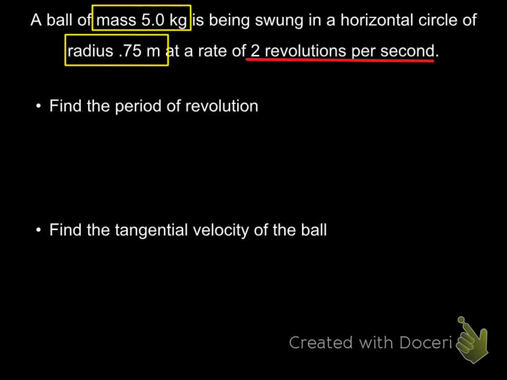I put boxes around the mass and the radius because it tells you m equals, r equals. That should be pretty easy. But when it comes to the revolutions per second, that's going to be an important piece of information, but it doesn't necessarily tell us what it is directly.